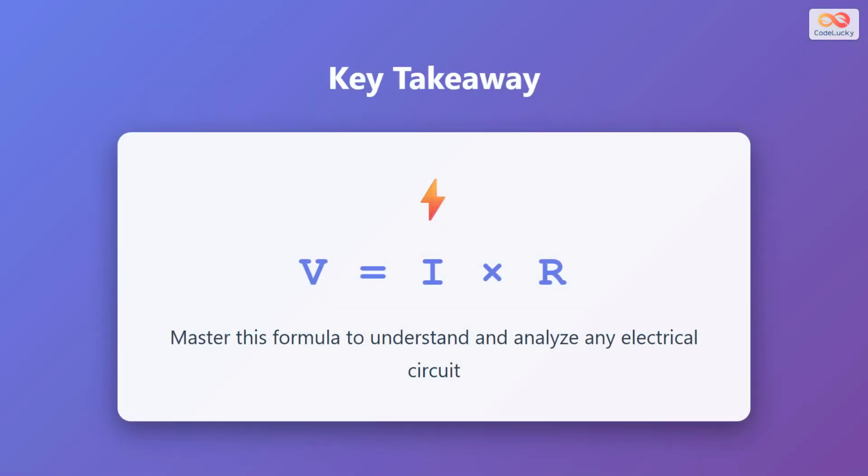The key takeaway is simple. V equals I times R. Master this formula and understand the relationships between voltage, current, and resistance. This knowledge will enable you to analyze and solve problems in any electrical circuit. Ohm's law is not just a formula to memorize, but a fundamental principle that explains how electricity behaves in resistive circuits. Practice applying it to different scenarios to build your confidence and understanding.